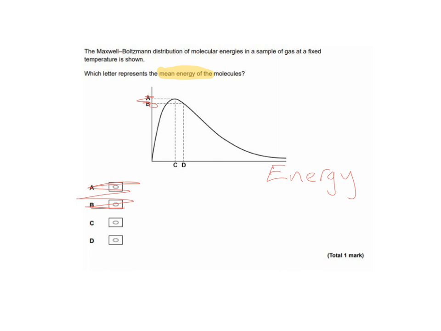So the answer is D. And the answer is D because, as we talked about very recently, the particles to the left of the peak are fewer. There are more particles to the right of the peak, and therefore the average energy is shifted slightly away from the top of the peak, which is the most probable energy, towards the right. So over here is the mean energy.